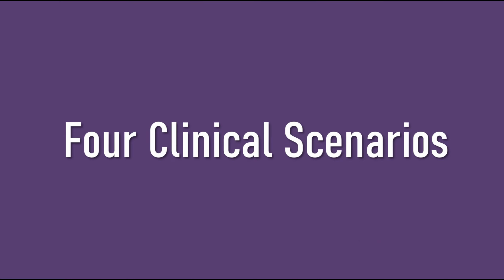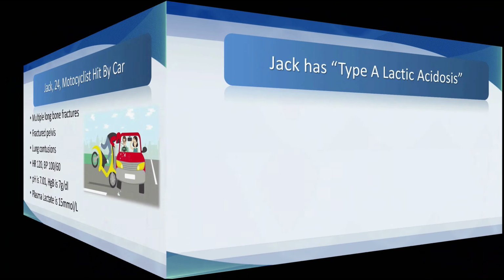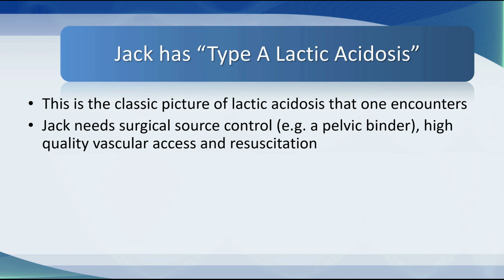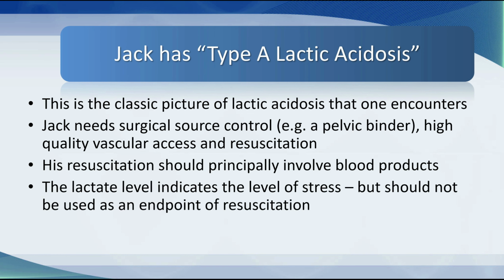Now, let's revisit the 4 clinical scenarios that I mentioned at the beginning of this tutorial. The first was Jack, a 24-year-old motorcyclist that was hit by a car. He had multiple long bone fractures, is hyperadrenergic, has a lactic acidosis, and is anemic. This is classic type A lactic acidosis. Jack needs surgical source control, including a pelvic binder, high-quality vascular access, and resuscitation, preferably with blood products.